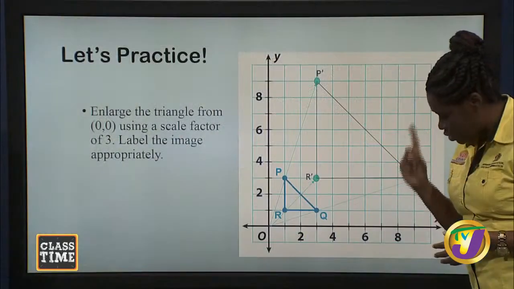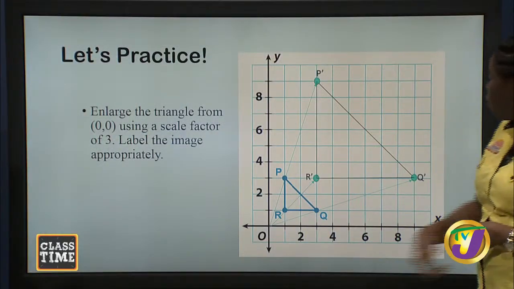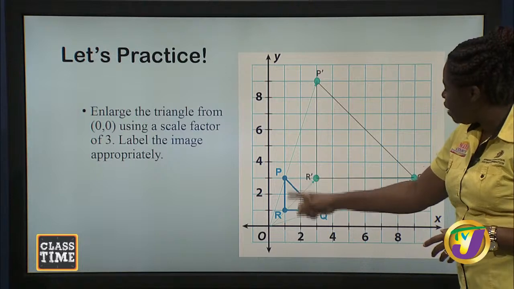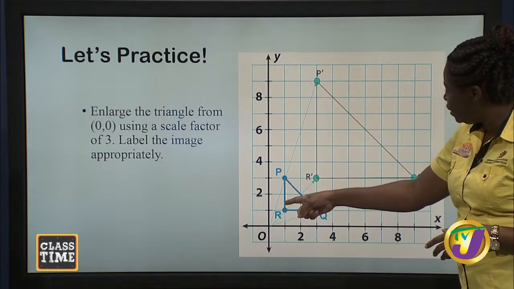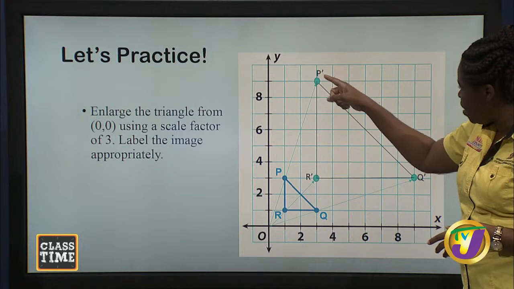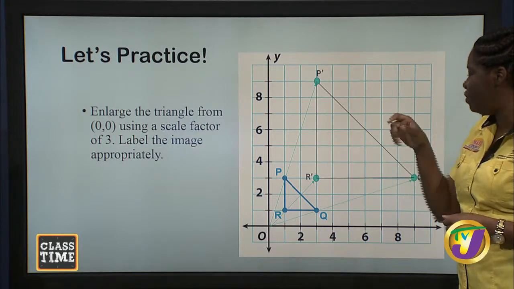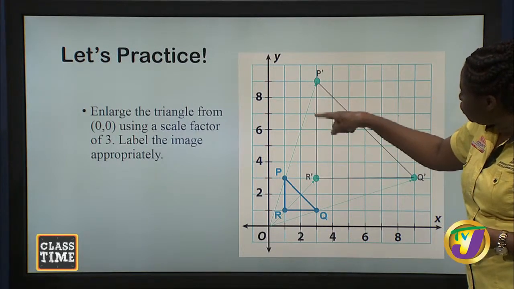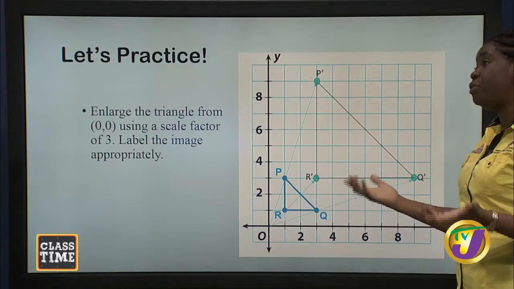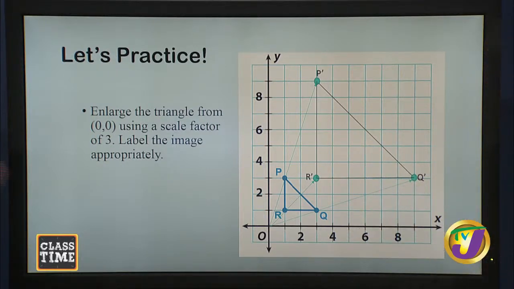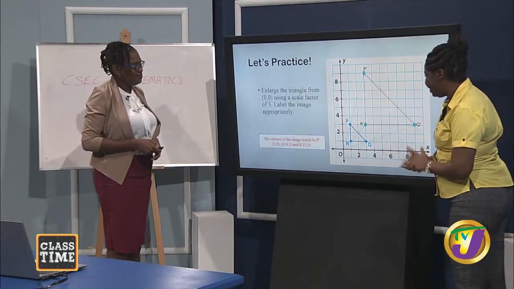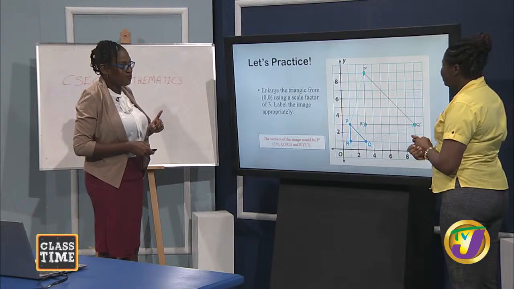Exactly. Let me just double check. I remember we must always check our work. Okay. The line segment PR is 2 units. Let's see if line segment P prime, R prime is 3 times that length. Okay, so 1, 2, 3, 4, 5, 6. Awesome. 2 times 3 is 6. And if it works for one, it will work for the others. All right, awesome. So this is nice, interesting. I'm having fun so far.